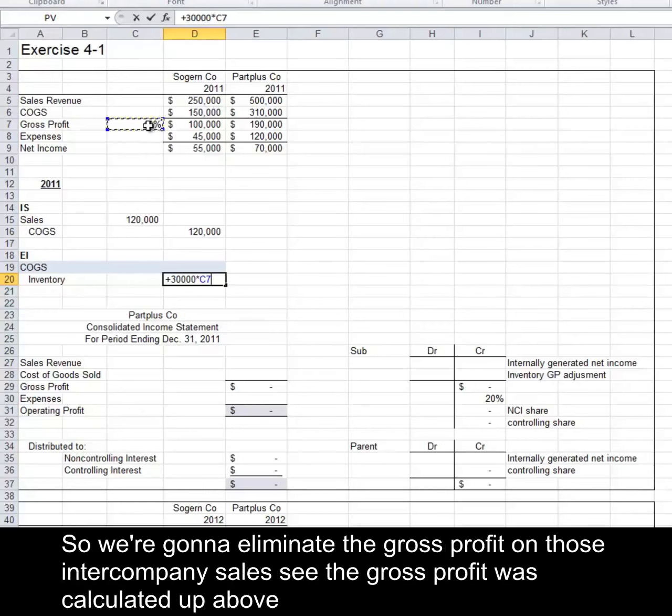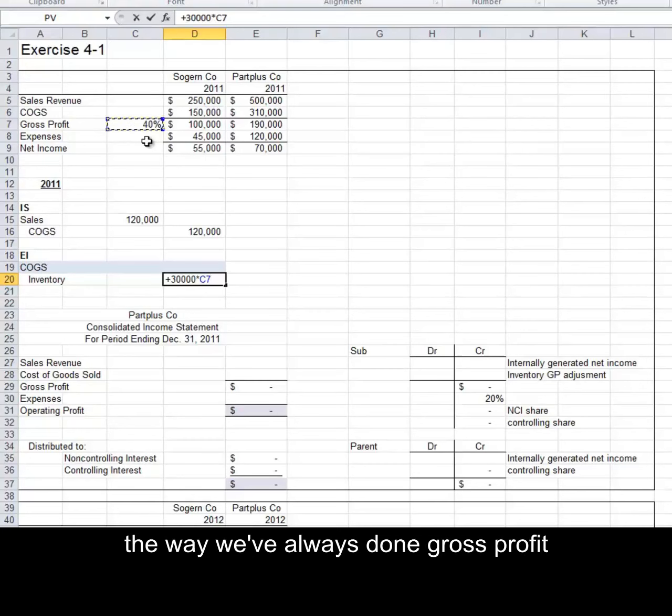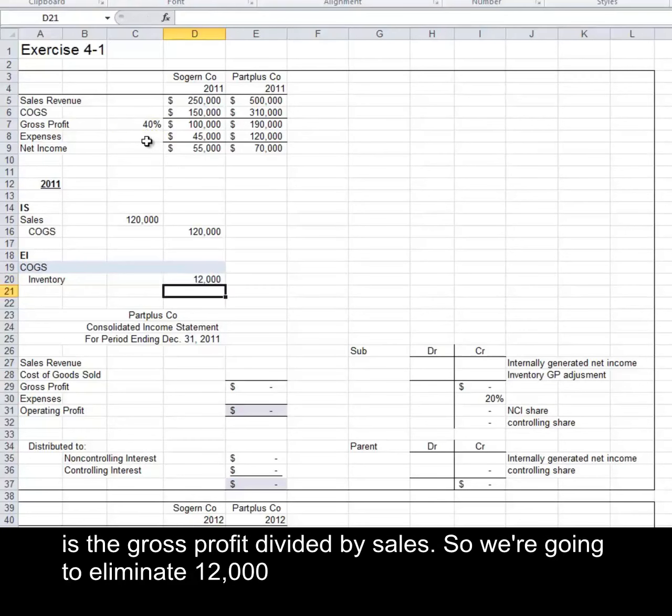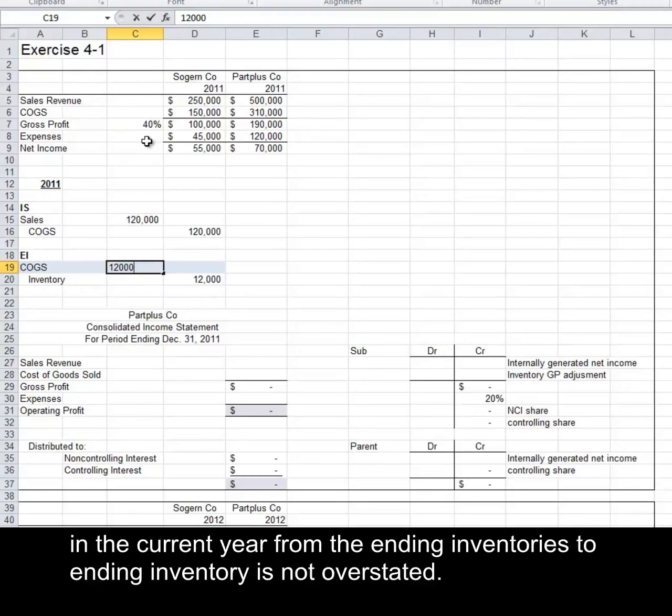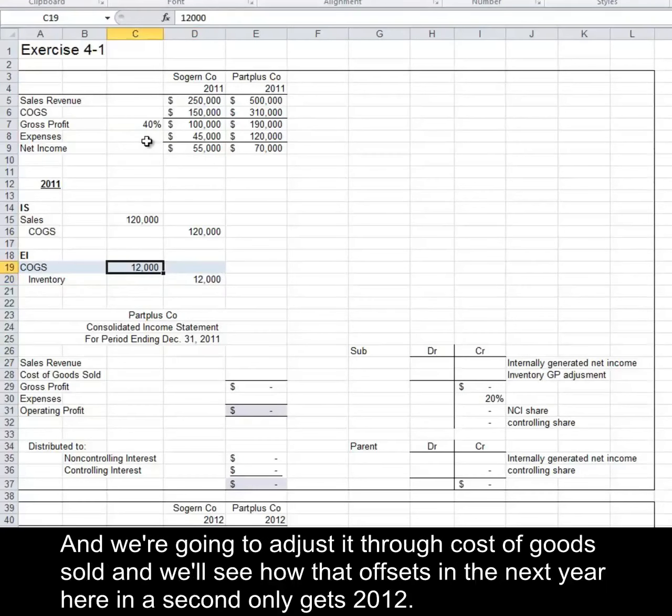So we're going to eliminate the gross profit on those intercompany sales. See, the gross profit was calculated up above the way we've always done gross profit. It's gross profit divided by sales. So we're going to eliminate 12,000 in the current year from the ending inventory, so ending inventory is not overstated, and we're going to adjust it through cost of goods sold, and we'll see how that offsets in the next year here in a second when we get to 2012.